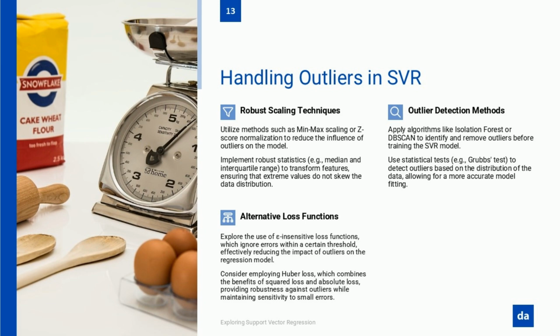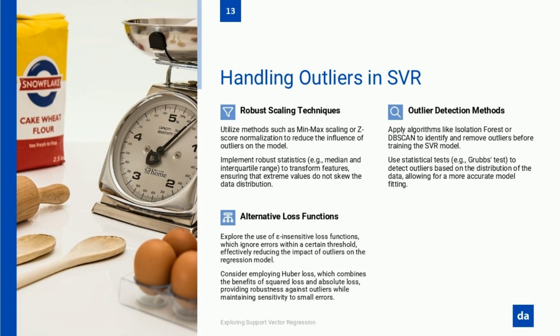Another strategy is using an alternative loss function. The standard epsilon-insensitive loss function in SVR ignores errors within a margin, but for datasets with many outliers, other loss functions like Huber loss can be more effective. Huber loss combines the best of both squared loss and absolute loss, making the model resistant to extreme deviations while still capturing meaningful trends. Handling outliers is an essential step in building a high-quality SVR model.